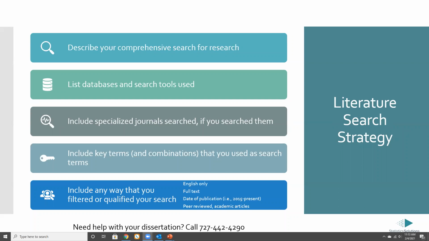It's always a good idea also to include the search terms that you used, and these will obviously be your variables, your major concepts, any theories that you used, and any combinations that worked to help you zero in on relevant information. You also want to include any way you qualified your search. That would include maybe if you only wanted to obtain full text articles, or English only articles. But the two things that are really important to highlight as far as qualifiers are date of publication, and that the things that you searched were peer-reviewed academic articles.